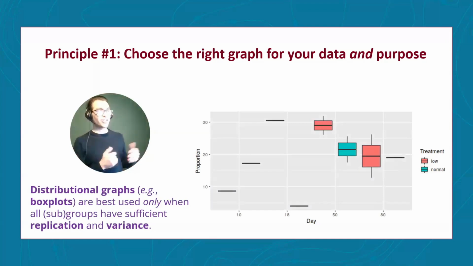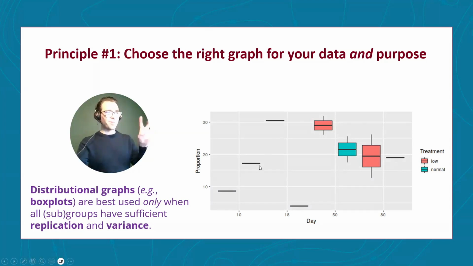Similarly, distributional graphs, such as box plots, which are shown here on this graph, are not good when you lack a distribution in your data to show. Here we have several boxes, and I'll put that in quotation marks because they're really just lines here, either because we had too few observations in each group to actually show a full box, or there's no variance in the data in that particular subgroup.